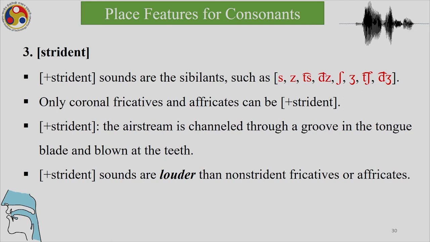Strident sounds are louder than non-strident fricatives or affricates. We saw their acoustic properties when we looked at different sounds like fricatives and stops. We saw that not just the fundamental frequency but the noise created by the production of stridents differs for different fricatives, for s versus sh versus f. All these fricatives have a noise component, and it can be identified in a spectrogram. Even in phonology, strident sounds behave differently because they are louder than non-strident fricatives or affricates.